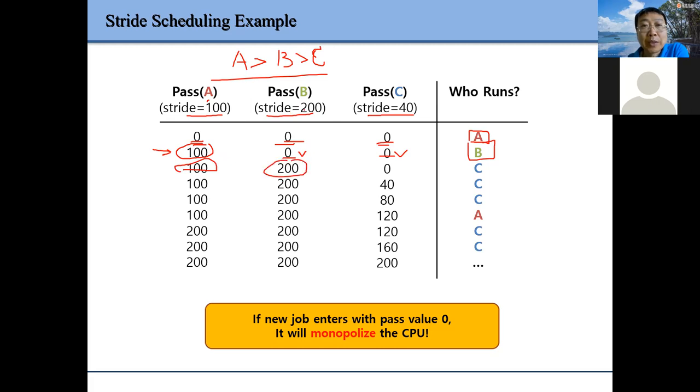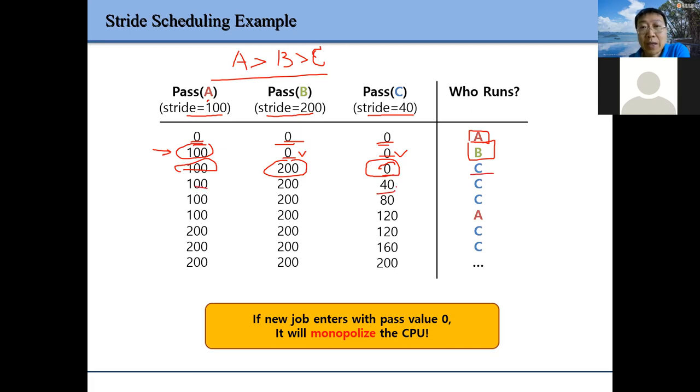So we add 200 onto the pass value, okay? Now, after this round, we do the scheduling. Then we look at the pass value. C has the smaller value, so you can see we will schedule C.